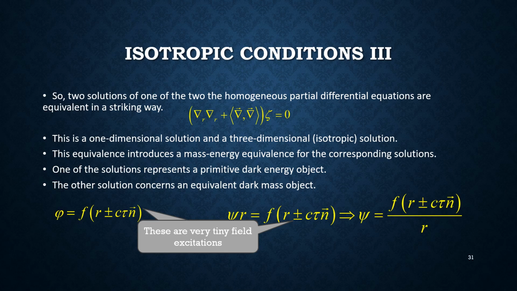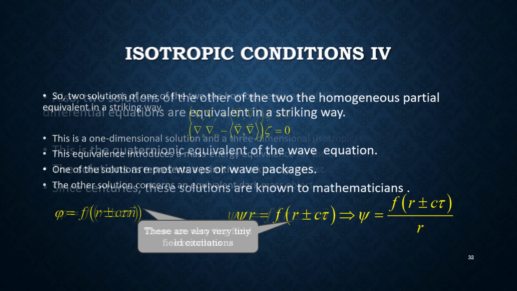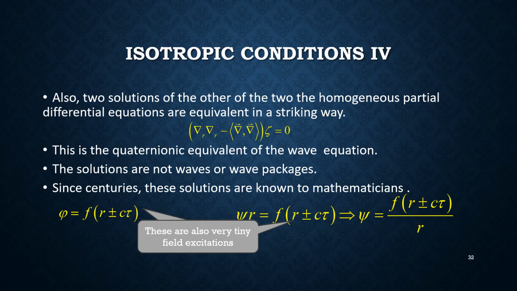These are very tiny field excitations. Also, two solutions of the other of the two homogeneous partial differential equations are equivalent in a striking way. This is the quaternionic equivalent of the wave equation. The solutions are not waves or wave packages. Since centuries, these solutions are known to mathematicians. These are also very tiny field excitations.